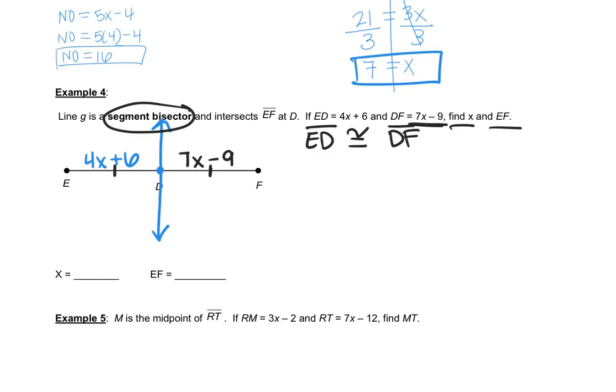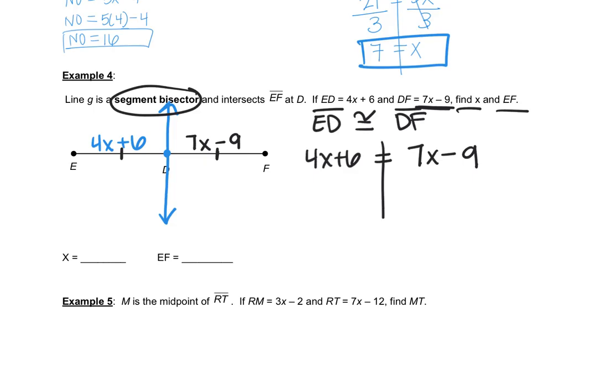So E to D is 4x plus 6, and I'm going to put it equal to 7x minus 9. They're equal to each other, so I put them equal in my equation. Now I'm going to just solve for x.